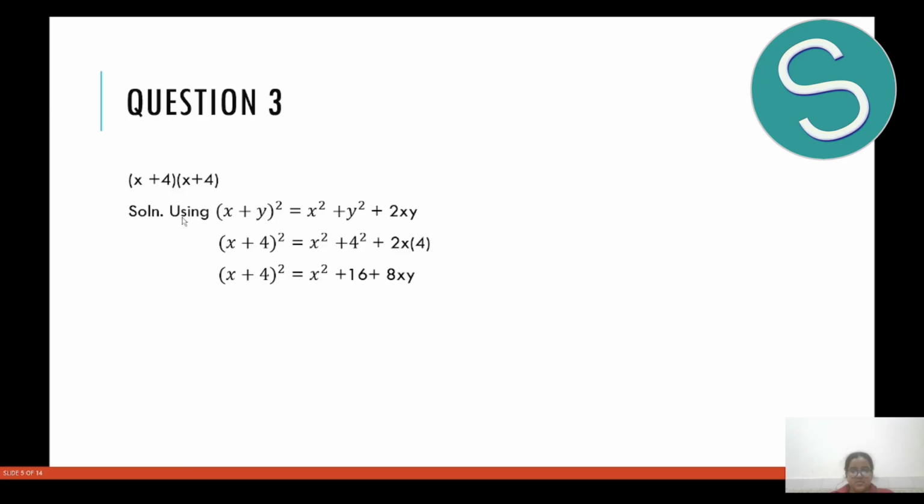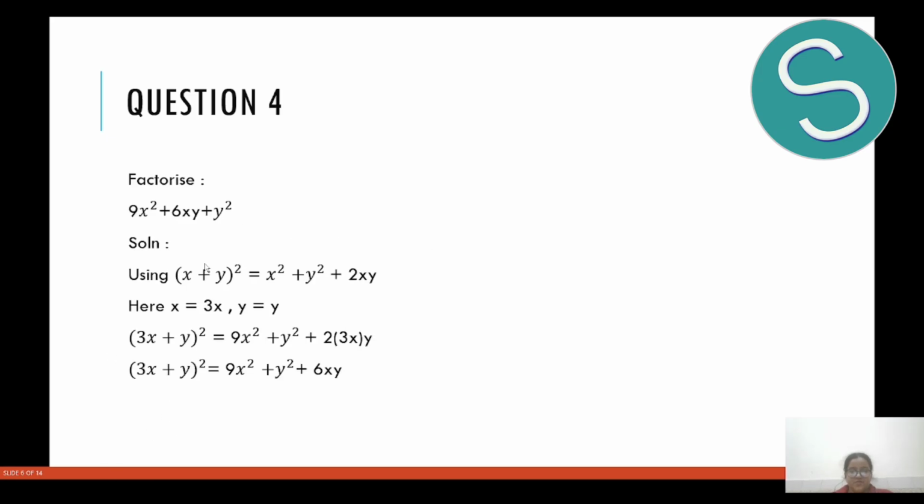Next question is (x plus 4) into (x plus 4). Here you can see the value of a is the same. So we can say this is in the form of (x plus y) whole square. So this will give me (x plus y) whole square equals x square plus y square plus 2xy. We know x square, then 4 square, plus 2xy is 2 into x into 4. So we know 4 square is 16, x square is x square, and 2 into 4 into x will give me 8x. So (x plus 4) whole square equals x square plus 16 plus 8x.